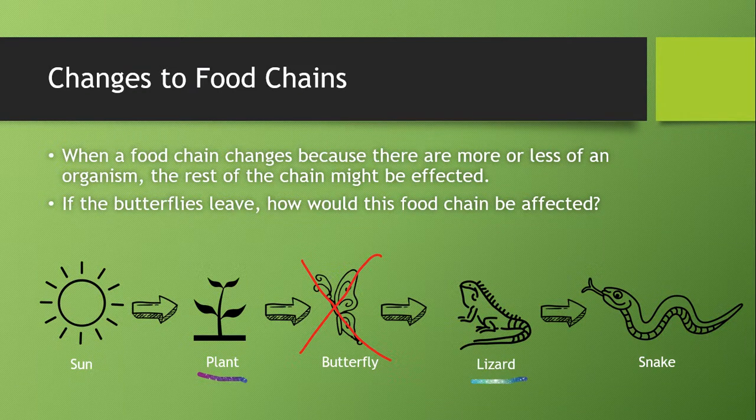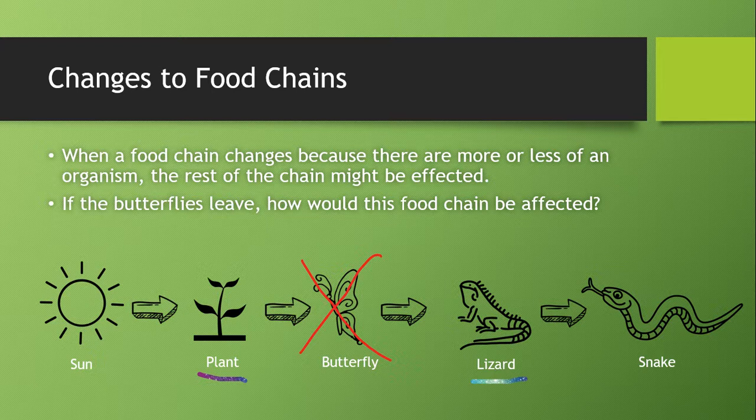When a food chain changes because there are more or less of an organism, the rest of the chain might be affected. Look at the food chain below. The sun gives energy to the plant to grow. The butterfly will come along and drink the sweet nectar from the plant. It will also help with pollination so new plants can be made. The lizard will eat that butterfly and get energy from it.